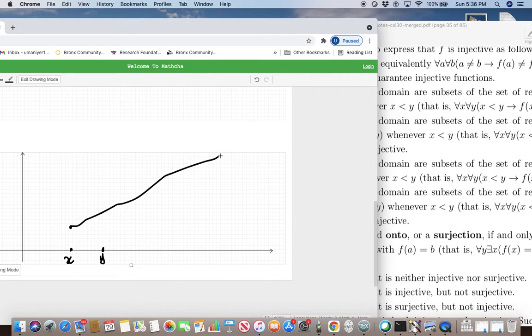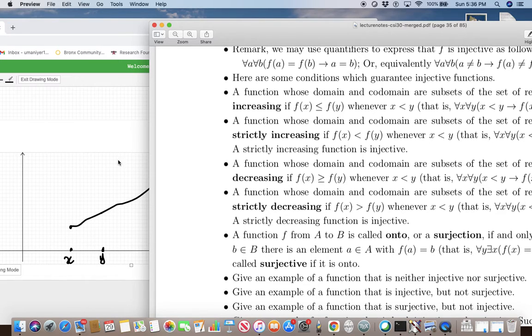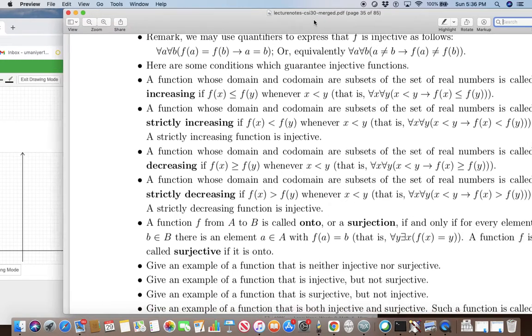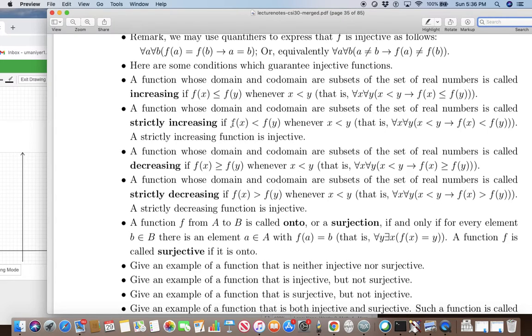On the other hand, if I start stabilizing, then it's no longer strictly increasing, but it is increasing because it's not decreasing. That is, I am allowed less than or equal to. So f(x) has to be less than or equal to f(y). So the previous height has to be less than or equal to the new height. That's all you require for a function to be increasing. If the previous height is strictly less than the newer height, then you are strictly increasing.